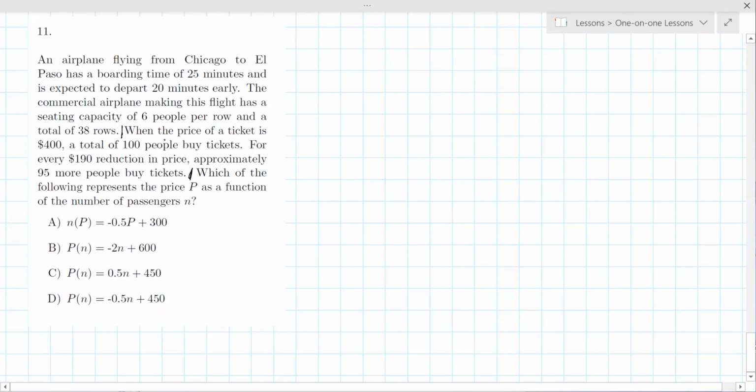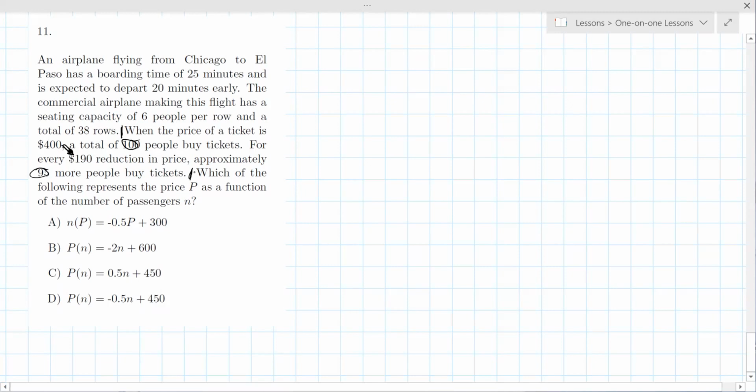Did you follow that? Like, what would the new price be and how many people buy tickets? What would the new price be? Well, 400 minus 190, so 210, right? Yeah. And then 100 goes up by 95 more people buying tickets. Okay, just that's key here.